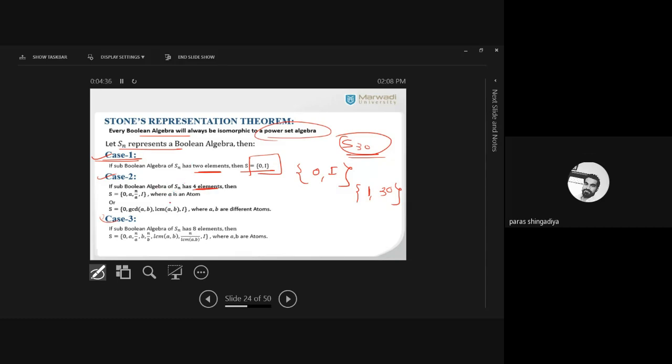For A being any atom of the given set Sn, S can be defined as an answer of sub-Boolean algebra. S can be defined as zero element, comma A, comma n by A, and comma I. Zero element means the zero entry of S30. Then A means an atom, any one atom of S30. Then n by A means 30 divided by A, and comma I. So you have to put each atom here and we can derive the answer. The number of atoms, for example S30 has 3 atoms.